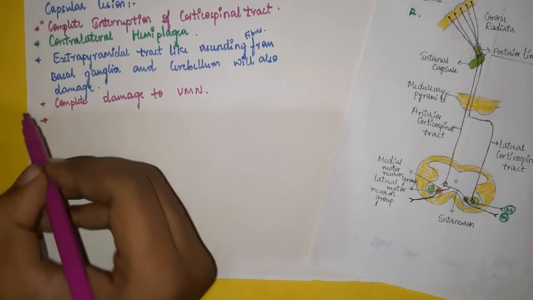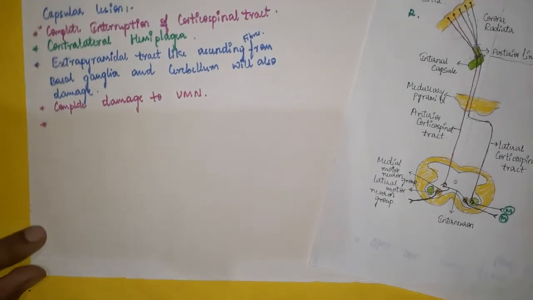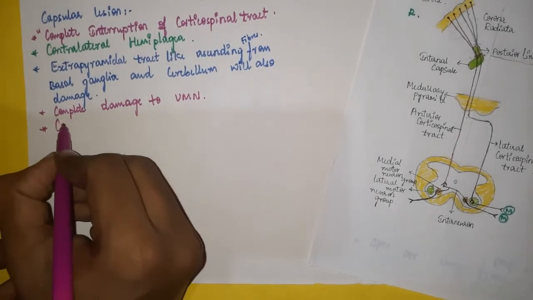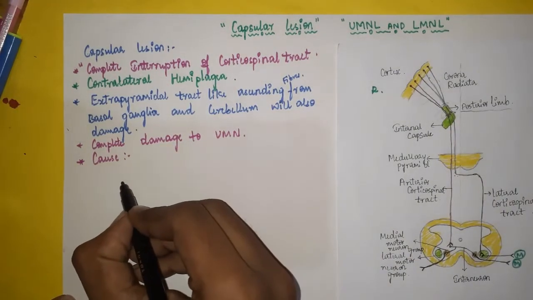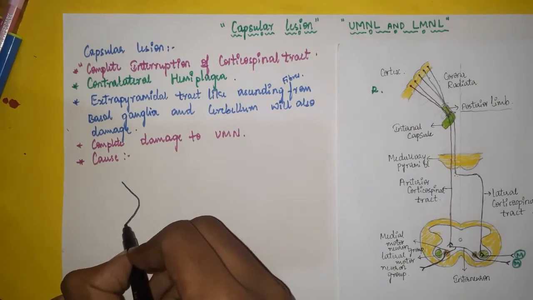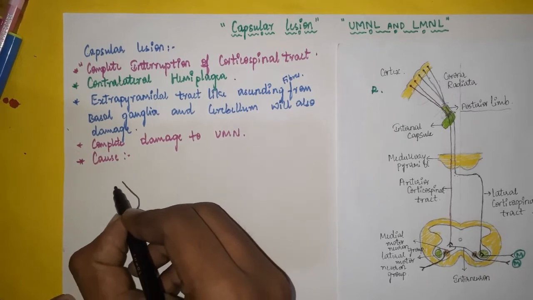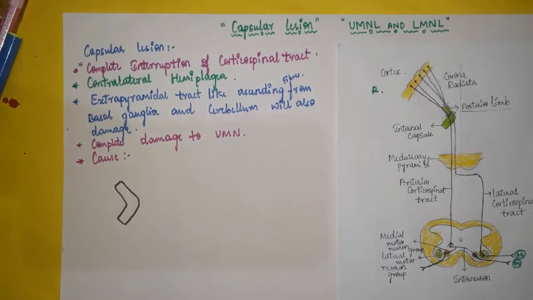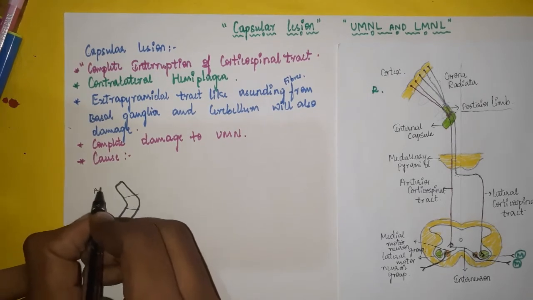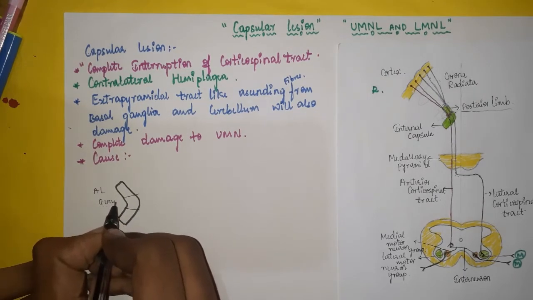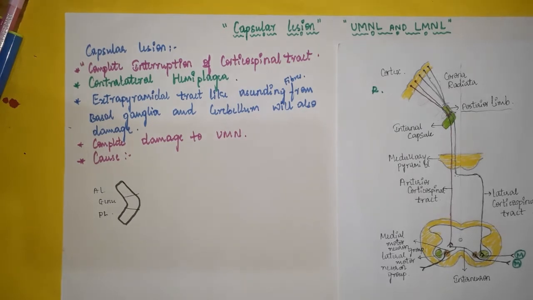Now, what is the cause for this capsular lesion? First you should know the blood supply of internal capsule. I will draw one diagram. Now this is internal capsule. You know the parts: anterior limb, genu, and posterior limb.